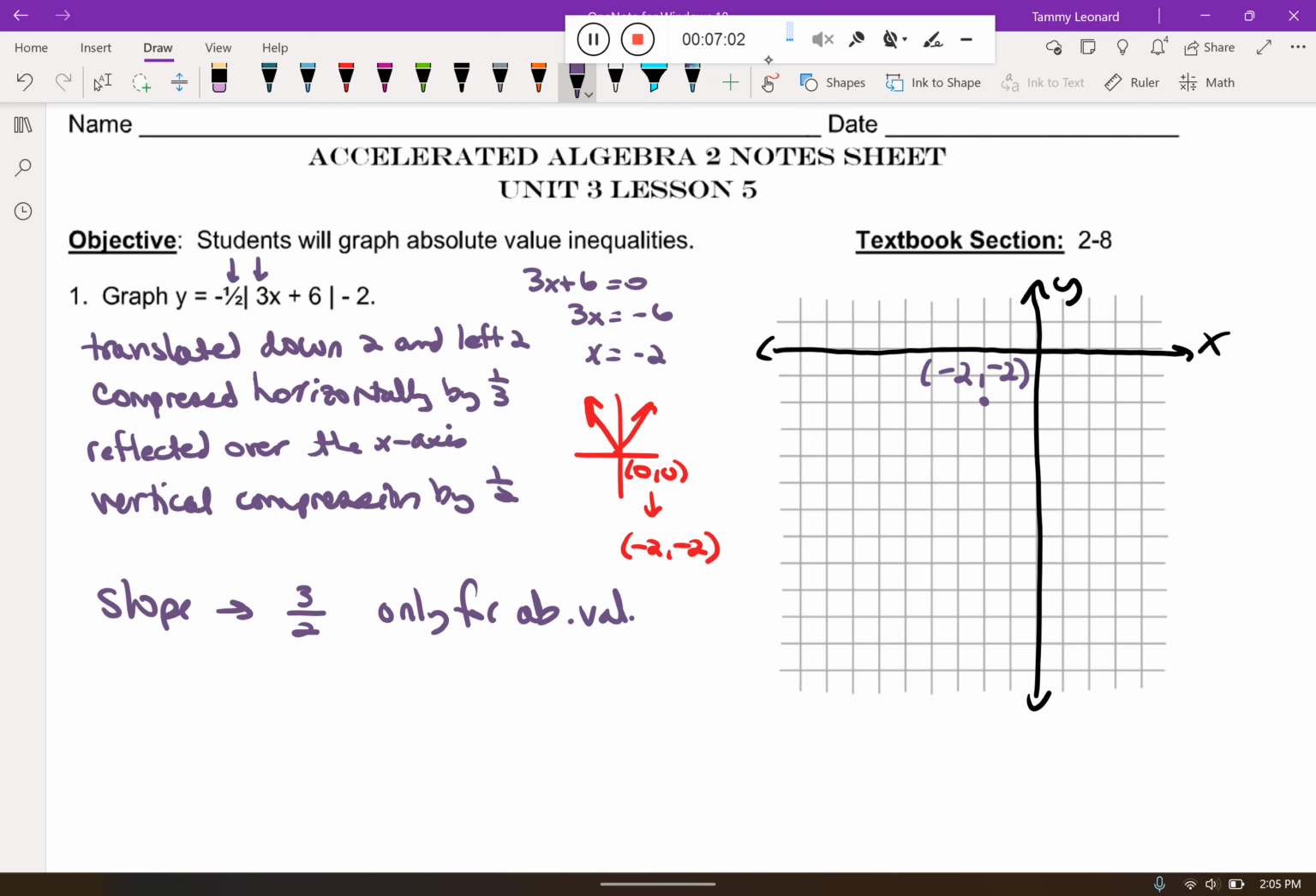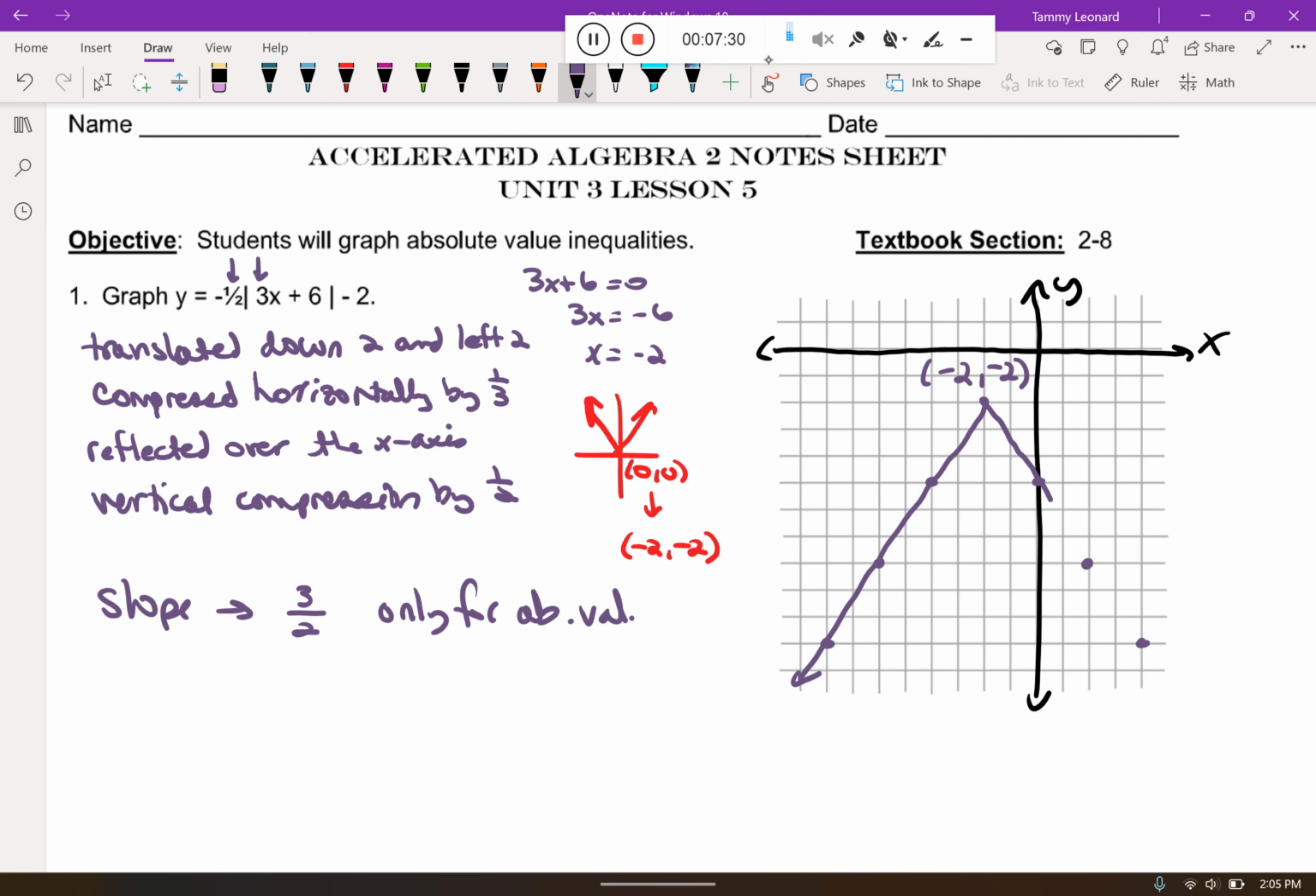Then we said we can use the cheat for absolute values of a slope of 3/2. So we know we're going to go down 3 because it's upside down. And then I'm going to go out 2 to each side because we know it's symmetrical. Okay, so I'm going down 3, out 2. And then from there, I can go down another 3 and out another 2, and down another 3 and out another 2 until I run out of space. Then I can draw the rays.